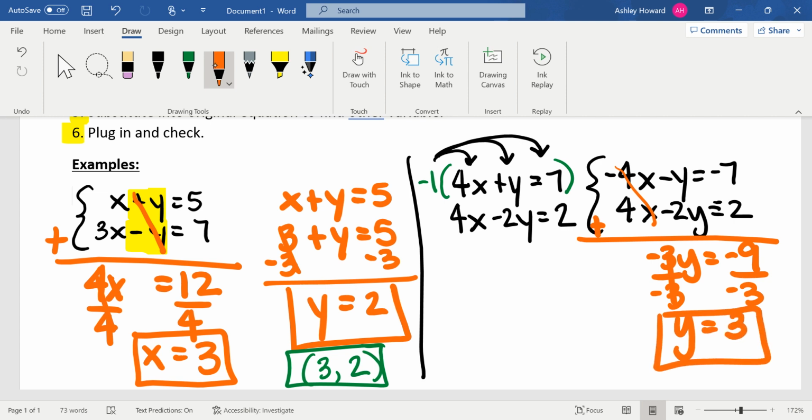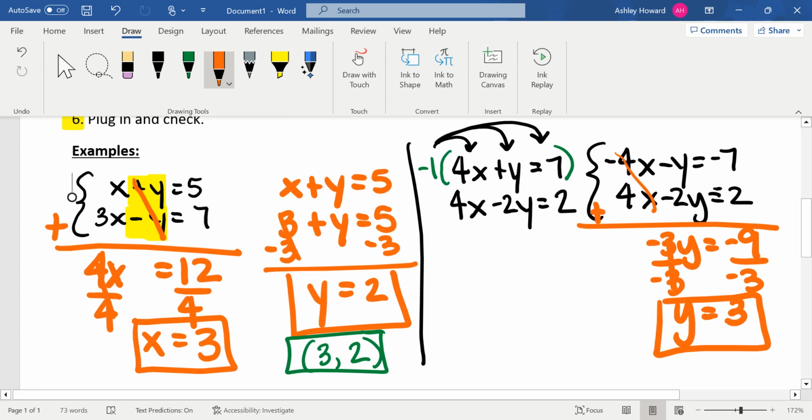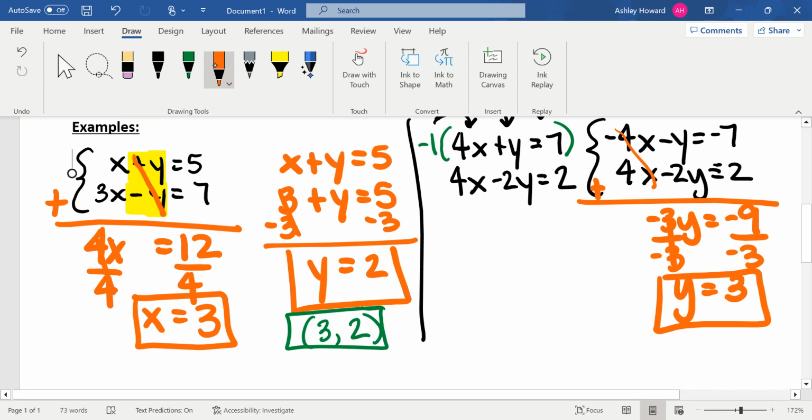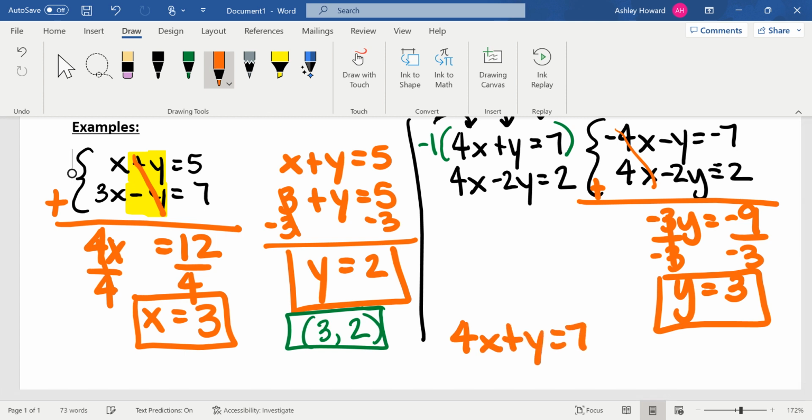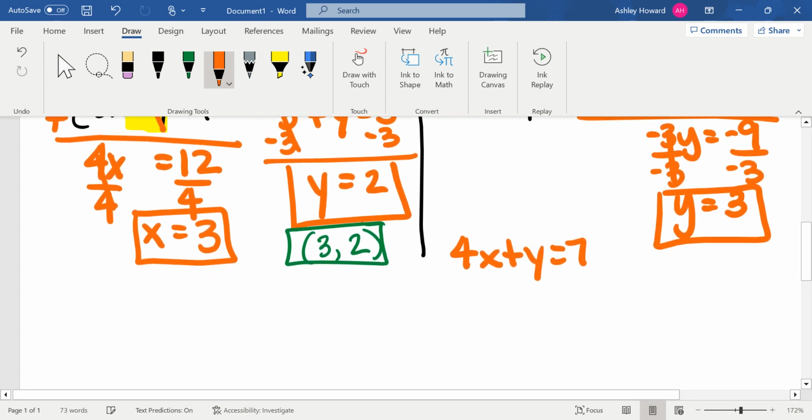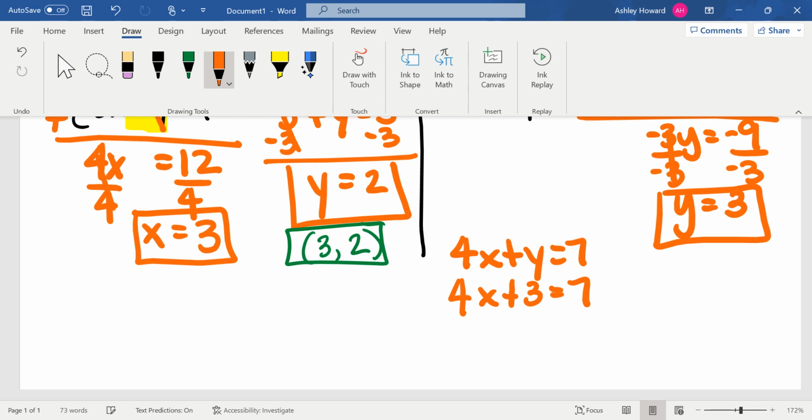So now that we have our y value, I can choose either one of those original equations to plug into. I'm just going to choose that first one again, which originally said 4x plus y equals 7. So I'm going to plug in that value for y that we found, which was 3.